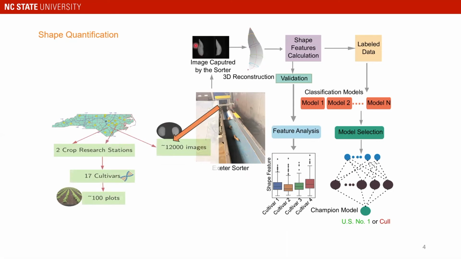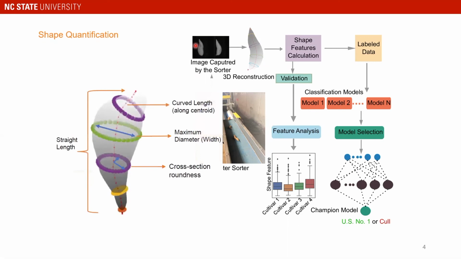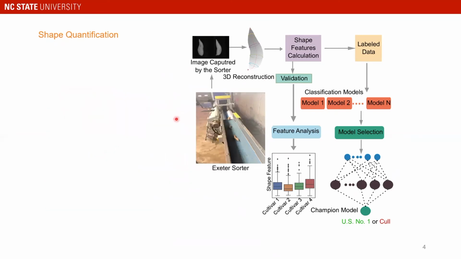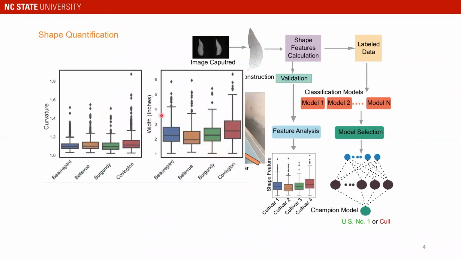We used these images to create 3D models of sweet potato and extracted different 3D shape features from this 3D model. We verified our estimated features with laboratory experiments, and these graphs show that our results were closely aligned with true experimental measurements.